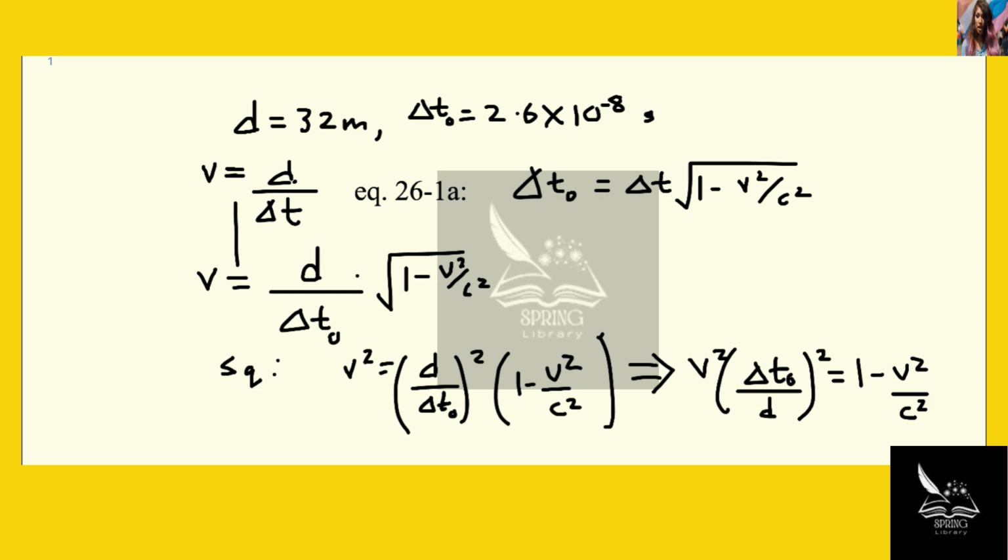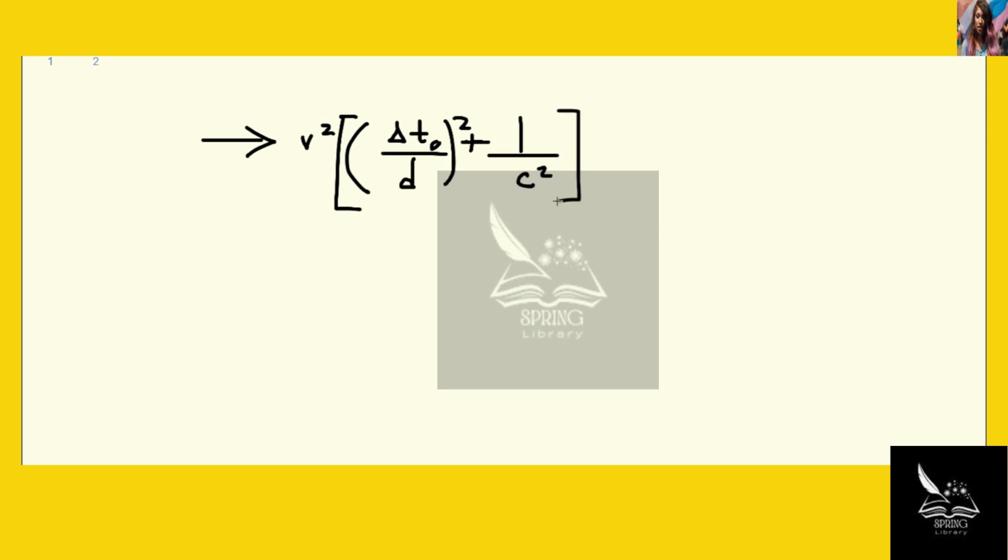Let's move to the next page. You can make v squared the subject. You already have a delta t naught over d squared term, and then another bracket there. You'll add a 1 over c squared term. It's coming from here, and that is just equal to 1. And so you can multiply both sides by c.